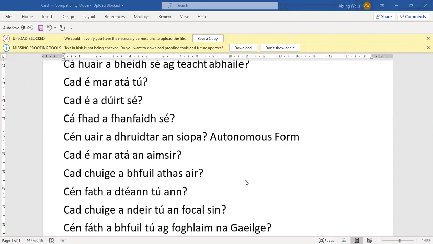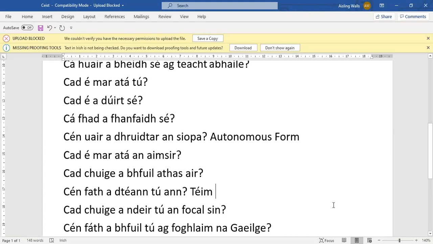How would you say that? Chaith, or whatever. Yeah. So that would be your answer there, and I'm just trying to get you used to your verbs. I go. That would be your answer there. Then 'cén fáth a rá' and 'fáth'.